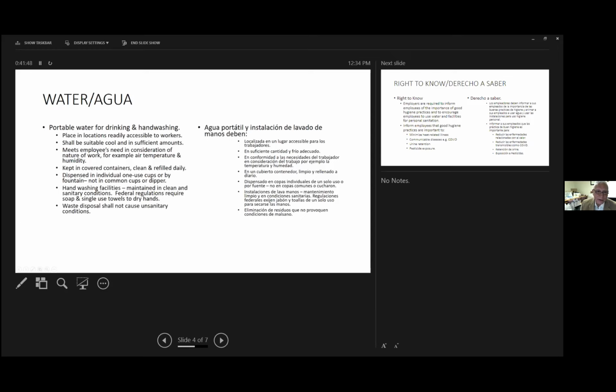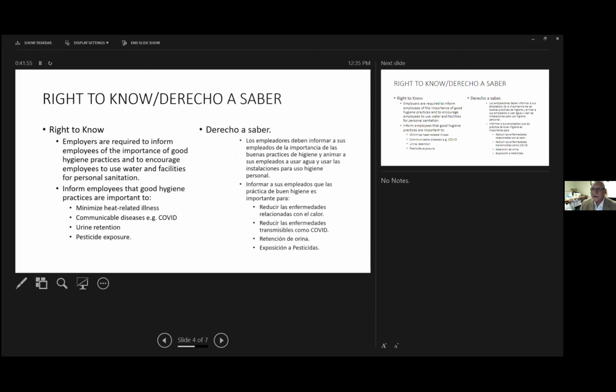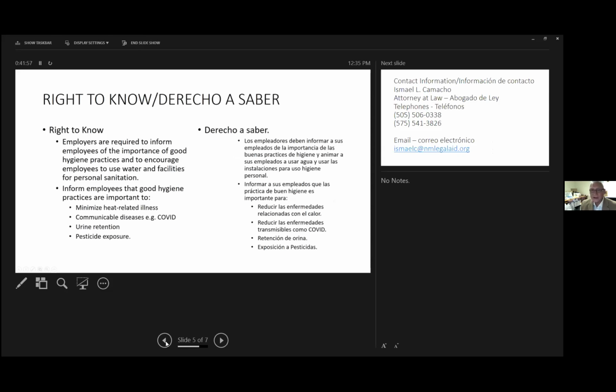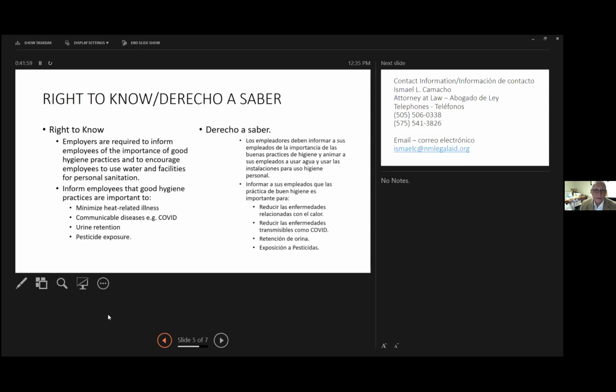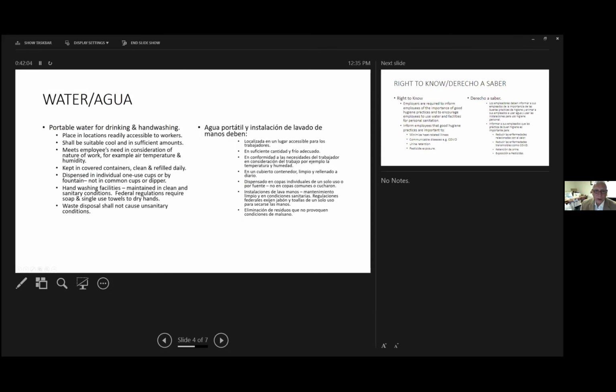The other thing is that obviously the water should be kept covered, and the container should be cleaned and refilled daily. Again, the water should be provided with one-use cups or by fountain and not in common cups or dippers.